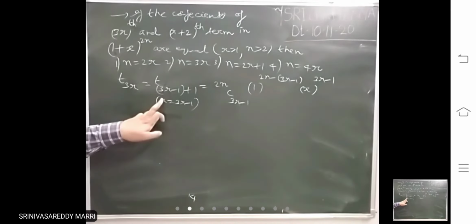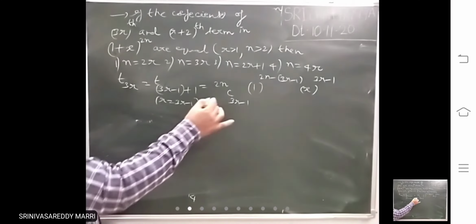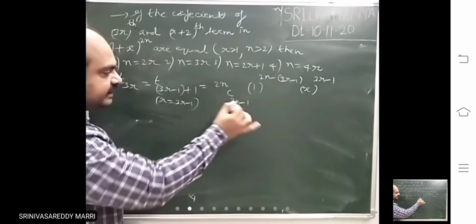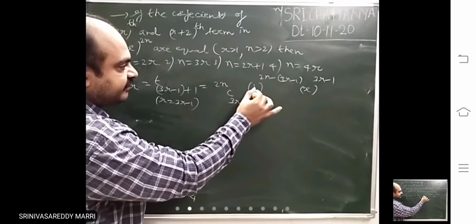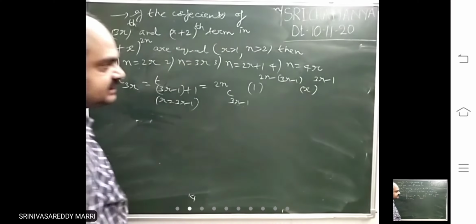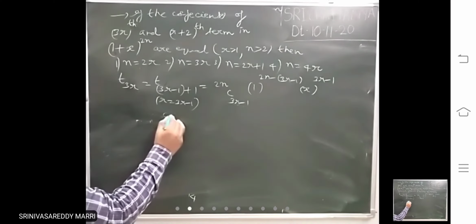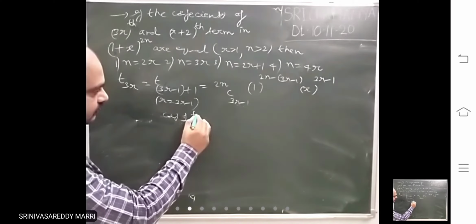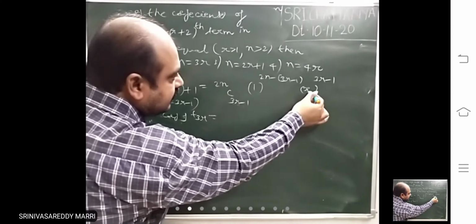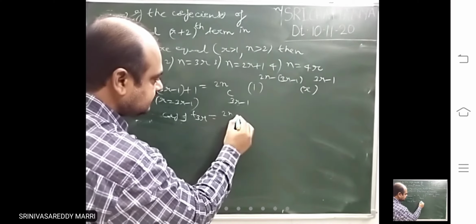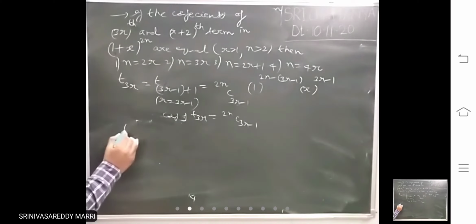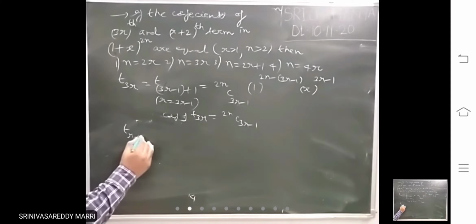So in place of r, it is 3r minus 1. In the general term, nCr with r meaning 3r minus 1, first variable to the power this minus this, second variable to the power this. This is all variable only. So the coefficient is 2n C (3r minus 1).